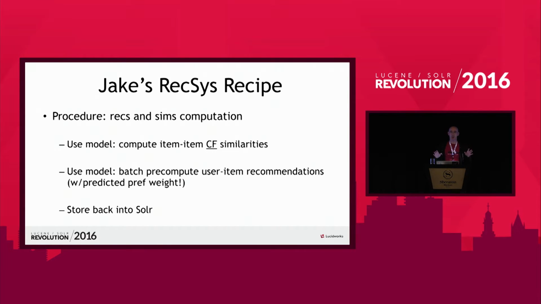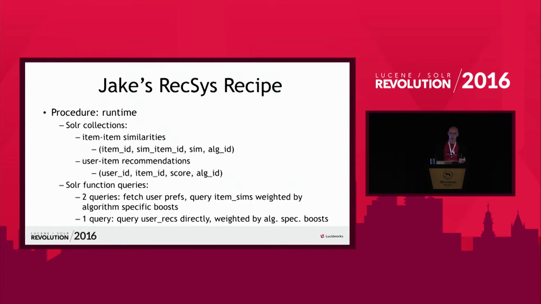So now we've done everything in batch. Everything up to now was all done in batch. It's using Solr, but it's using it as a storage engine for the most part. At runtime, you've got this item similarities table. You've got this user item predicted preference table, where maybe you've got several different subteams at your organization that are computing in different ways. Someone really likes Spark's MLlib alternating least squares.